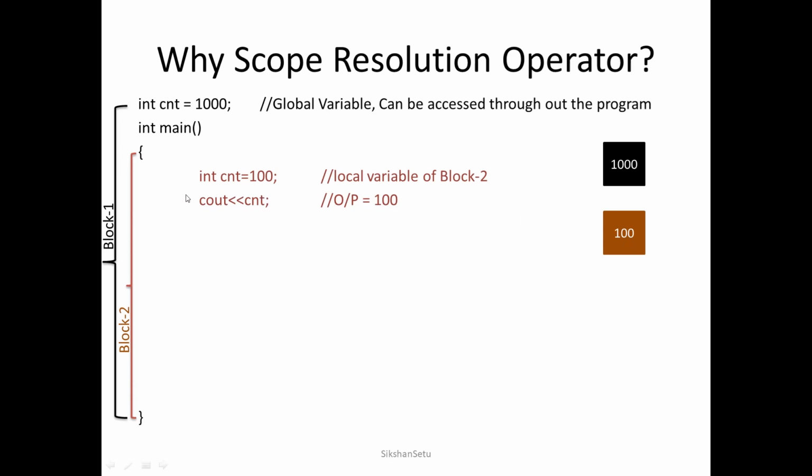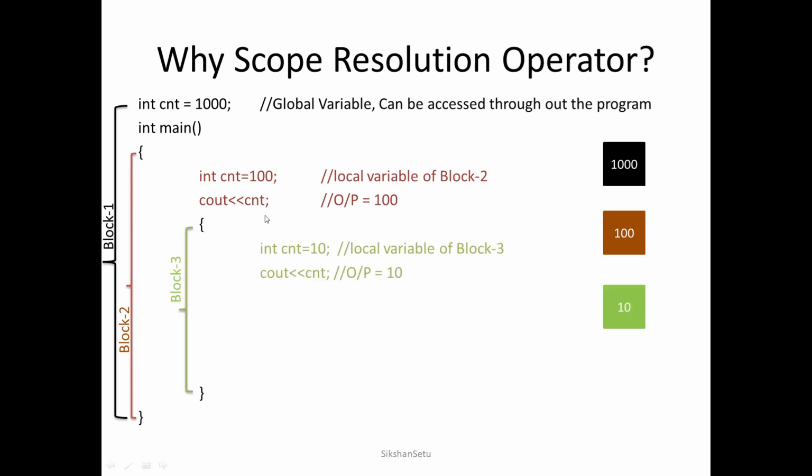So when I am trying to print the value of CNT, there exist two CNT in the memory. You can see there are two CNT variables, but since the local scope's priority is higher compared to global scope, the value of CNT which is printed will be the local CNT's value. So here 100 will be printed on the screen.